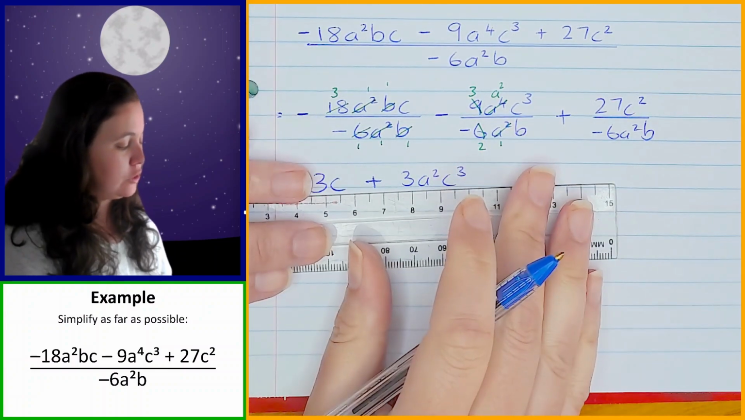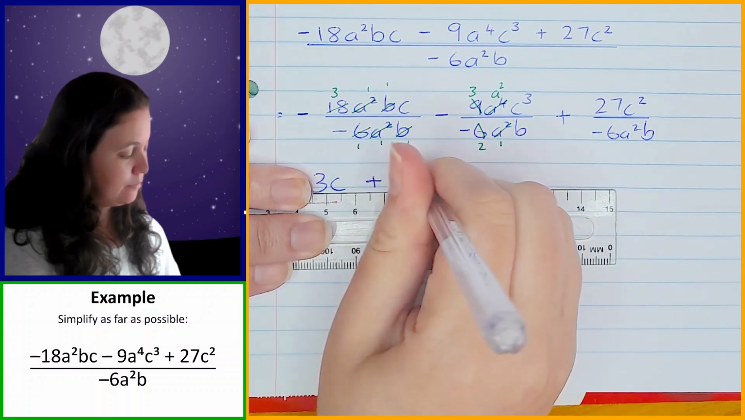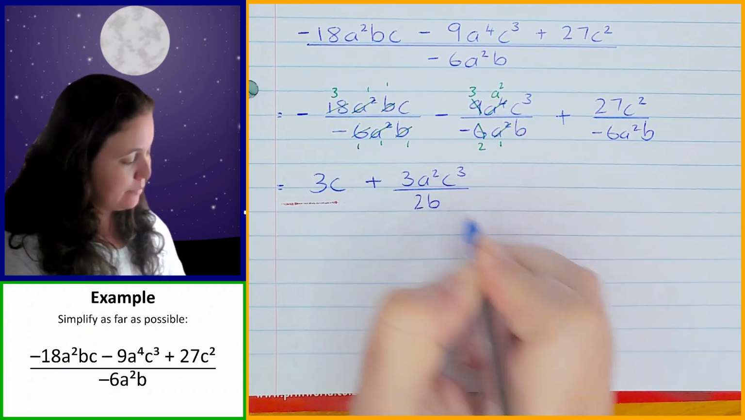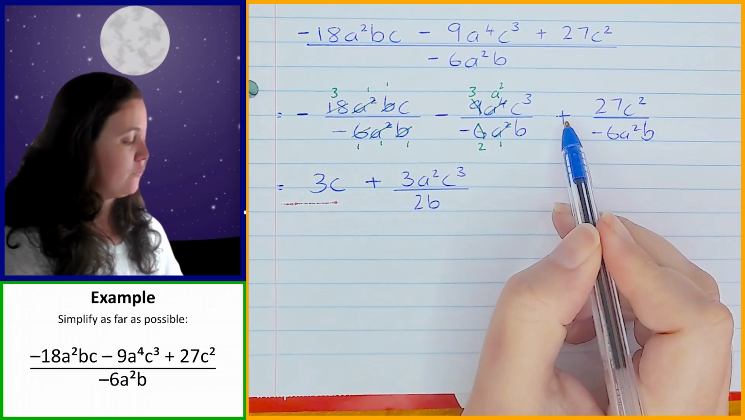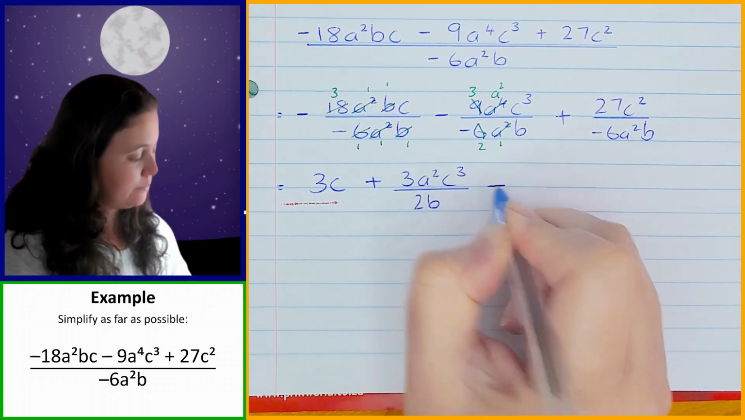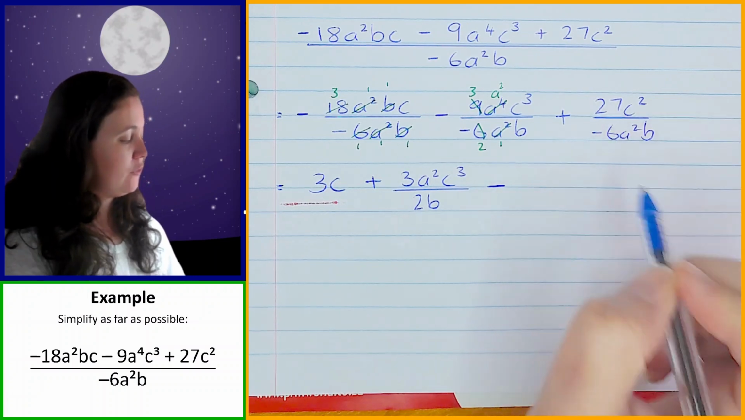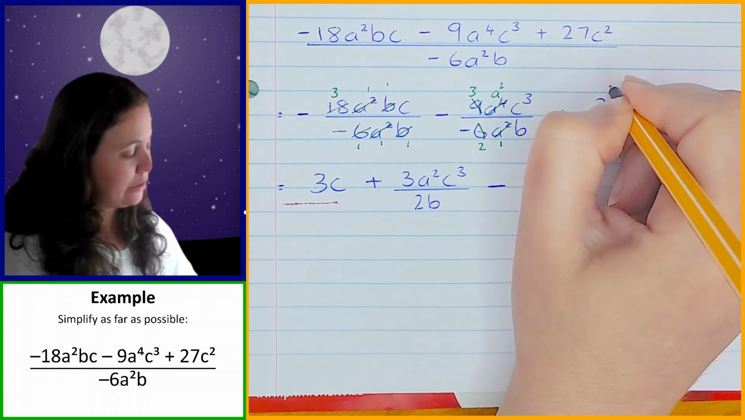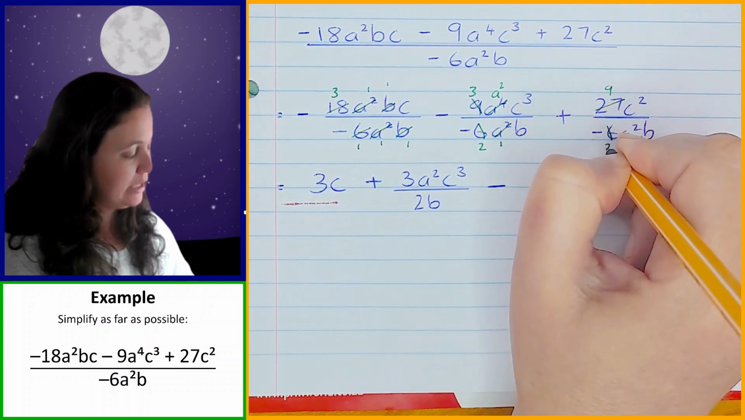And that all goes over 2b. Then for my third fraction, I've got a plus and a minus. So that means this is going to be negative. And then I've got 27 over 6. 3 goes into 27 9 times. 3 goes into 6 twice.